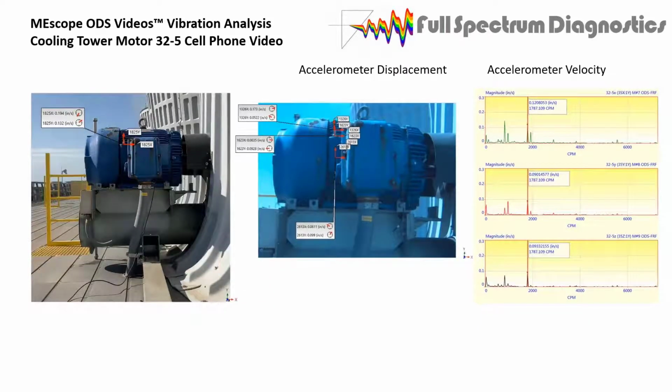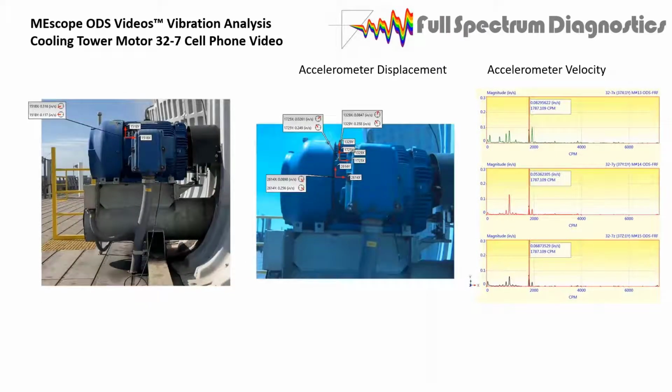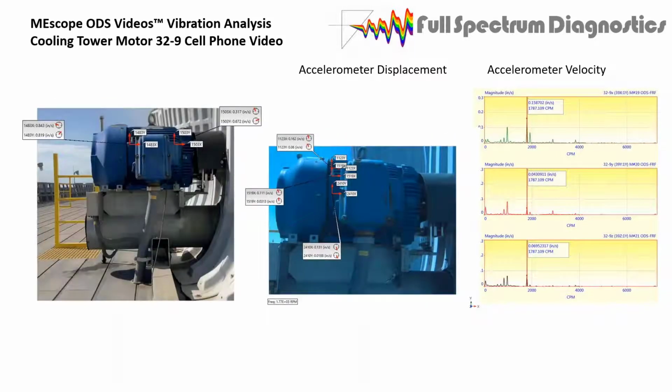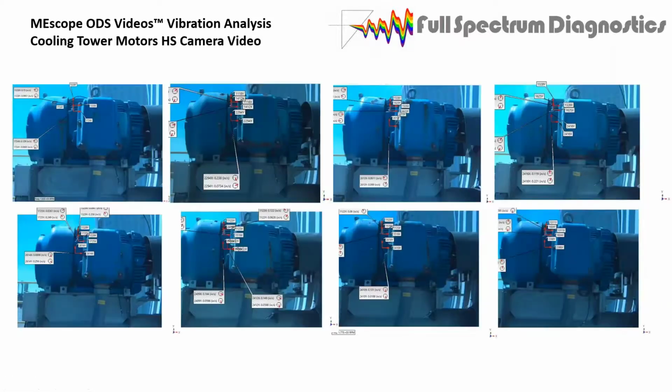This was 34 and 35, 36, 37, 38, 39, and 40, or 10 actually. So I have all the different motors with the close-ups and comparing areas to see if they look similar. This is all of them in a row, so you can see all the high-speed video.